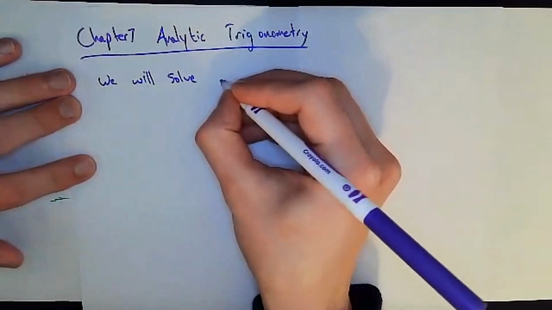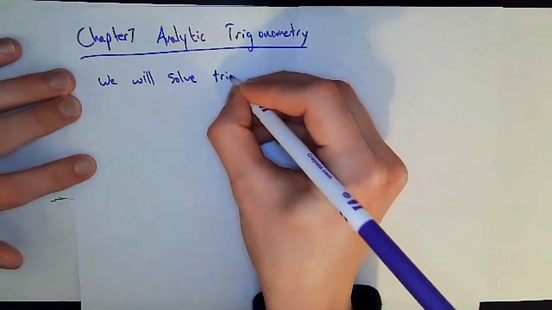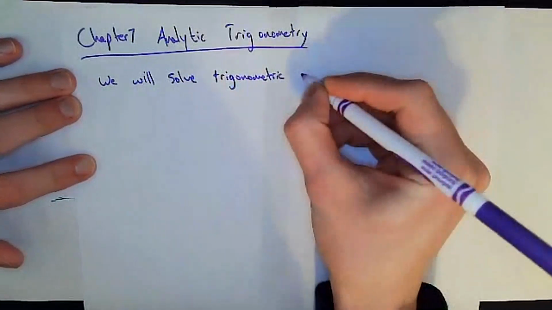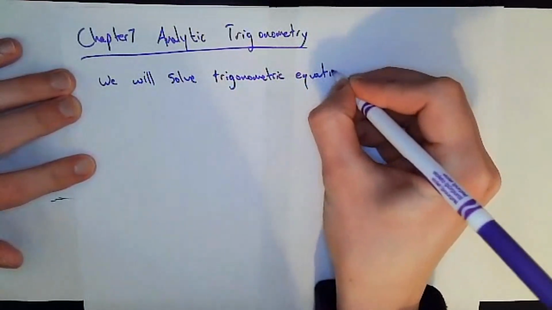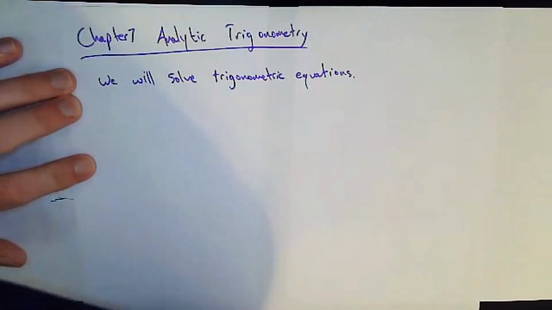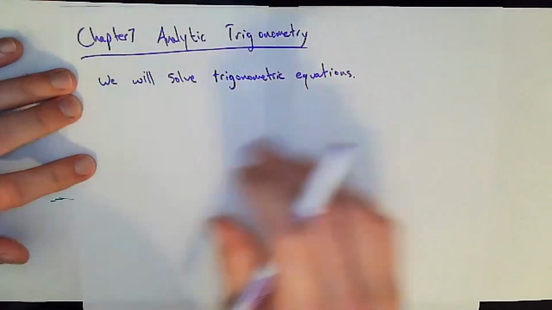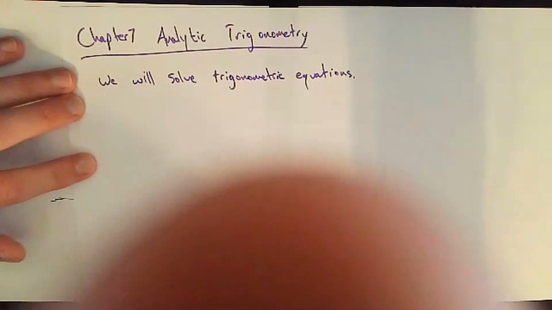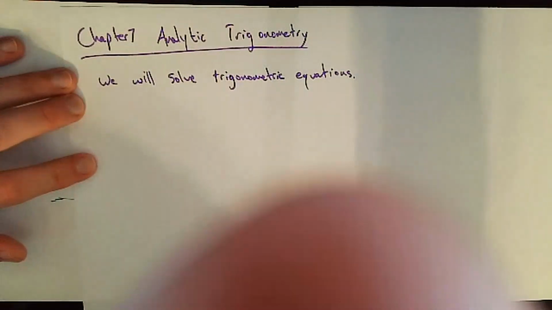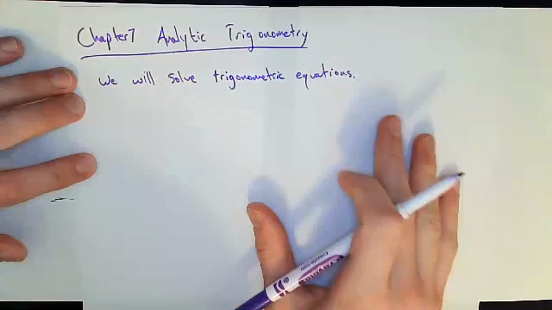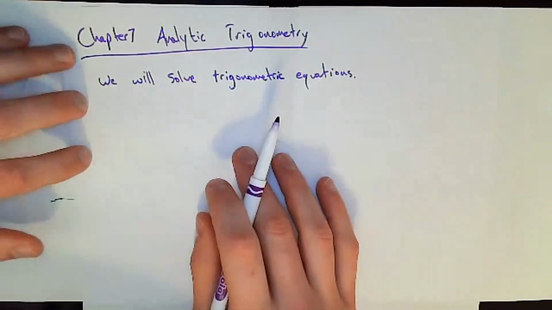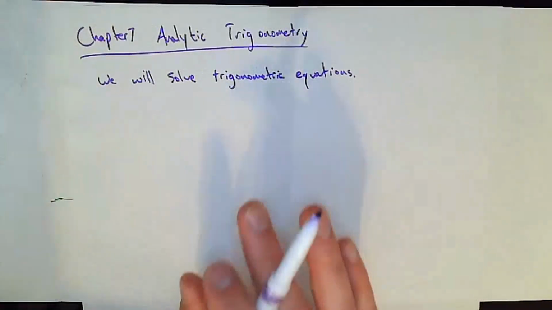Okay, we will solve trigonometric equations. We will solve trigonometric equations. I think the camera might be losing focus because it's too bright and the whiteness of it is making it lose focus, maybe. Anyways, so that's going to be the goal of this chapter. We're going to solve trig equations.